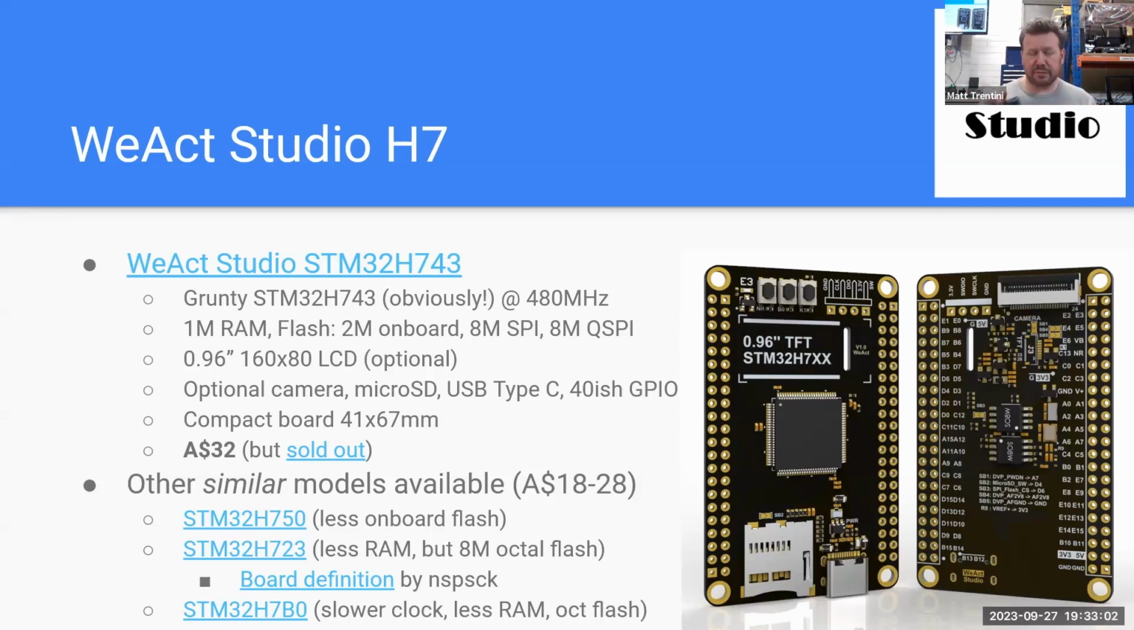In terms of a dev kit, if you want to get into ST development, it's a pretty neat way to do it. I'm looking at using these perhaps at work as a test device because they've got plenty of GPIO. I've got a board definition for MicroPython ready to go for this one. There's another guy, NSPSK, who has one for the 723 variant. So either of those 2 should be safe bets for running MicroPython.